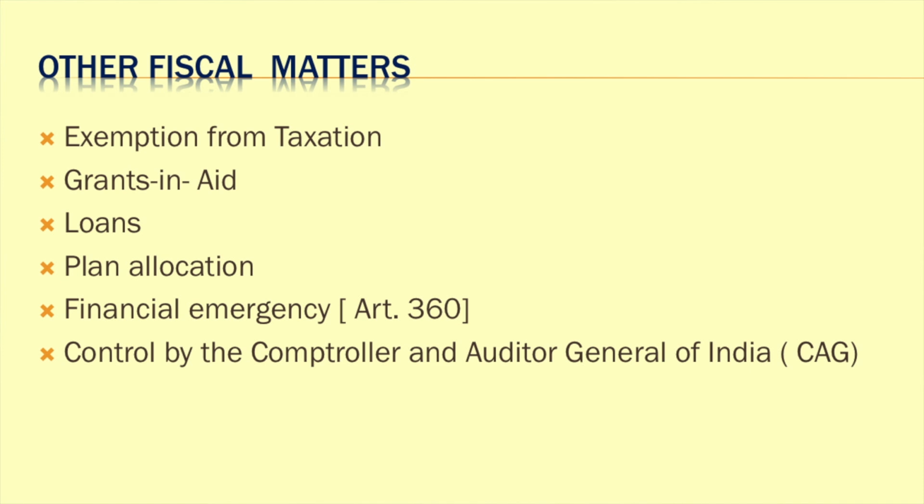Whenever the union government feels there is a need for some financial assistance to be given to the states, it can provide grants in aid, particularly on the revenue side, for the revenue expenditures of the states. Then loans it can guarantee, then plan allocations, which are now taken over by the NITI Aayog. Then financial emergency, Article 360, where the President of India can declare a financial emergency. That means banning certain types of activities which they may feel are extravagance. Then it is controlled by the Comptroller and Auditor General of India, CAG.